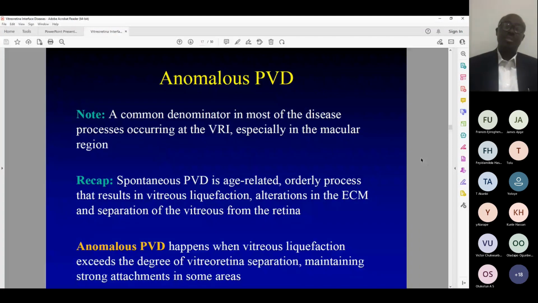In anomalous PVD, however, this happens when vitreous liquefaction exceeds the degree of vitreoretinal separation. So you see areas of vitreous maintaining strong attachment to some areas of the retina, and this leads to so many pathologies we see in the peripheral retina and on the posterior pole. Can we have a look at the next slide?